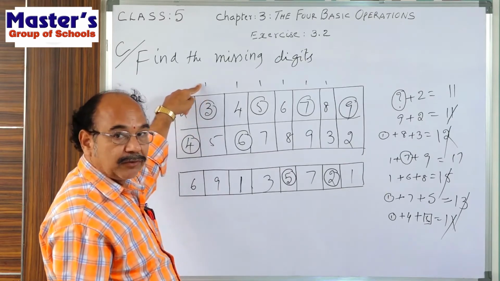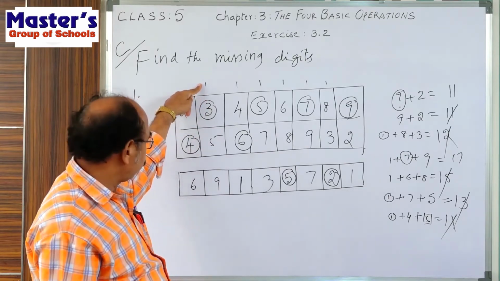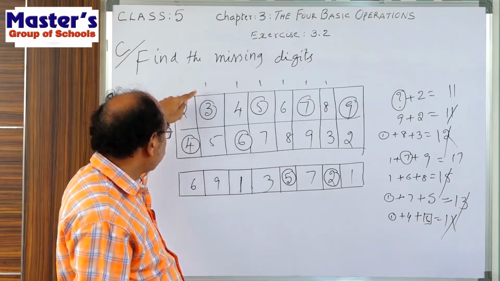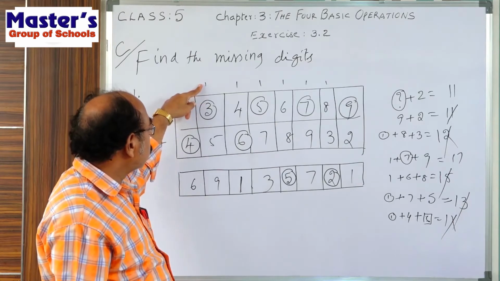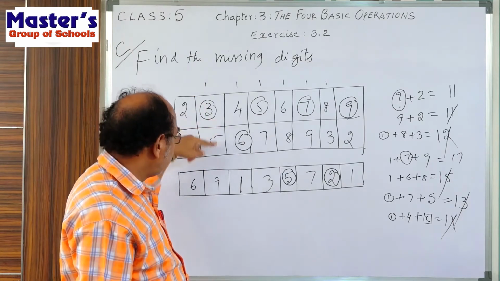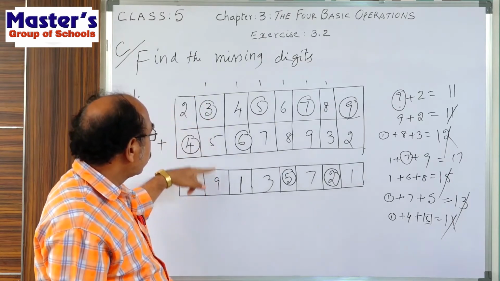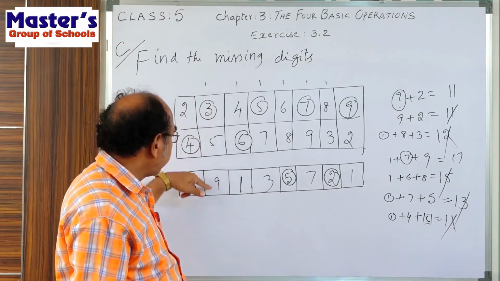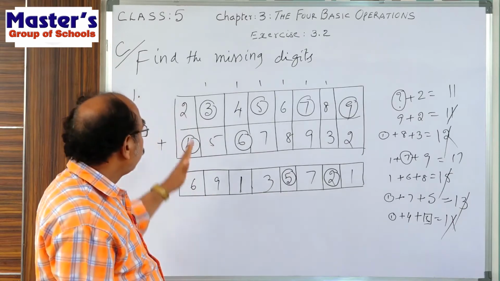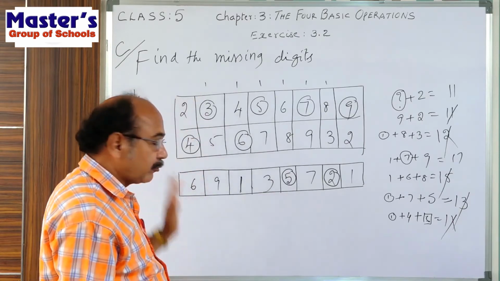Now 5, 1. How much is 5 plus 1? 5 plus 1 is 6. To 6, how much is to be added to get 9? Here 5 plus 1, 6. To 6, how much is to be added to get 9? So 3. 5 plus 1 is 6. 6 plus 3 is 9.